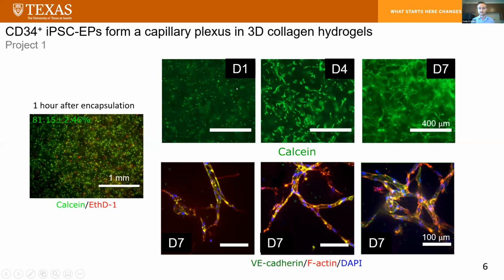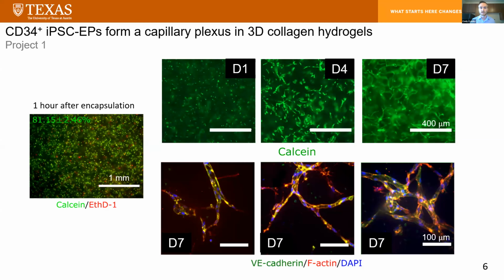And then over the course of 7 days, so this is day 1, day 4, and day 7, by using calcein, which simply just tracks the live cells, we were able to show that these cells slowly extend and luminize and eventually anastomose into these microvascular networks. By fixing, staining and imaging on a spinning disk confocal microscope, specifically staining VE-cadherin and F-actin, we were able to show that these vessels, as shown here, are luminized, anastomosed, and branched, which is what we expect to see out of a capillary plexus.